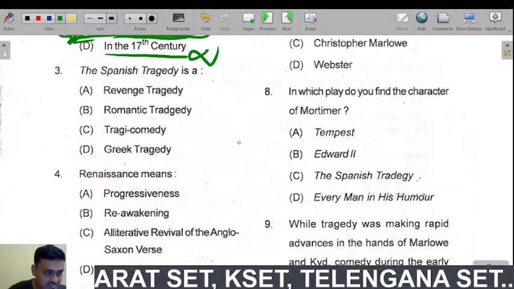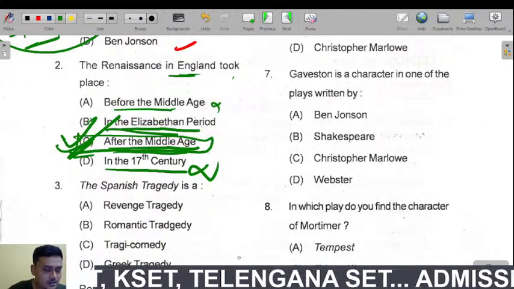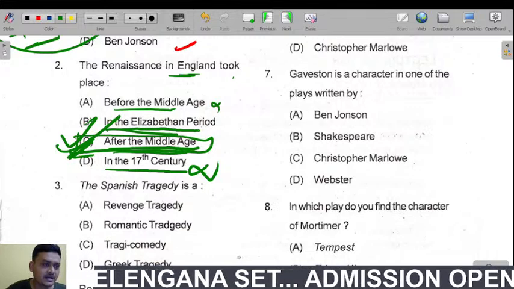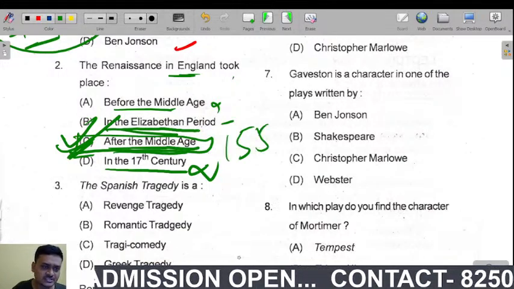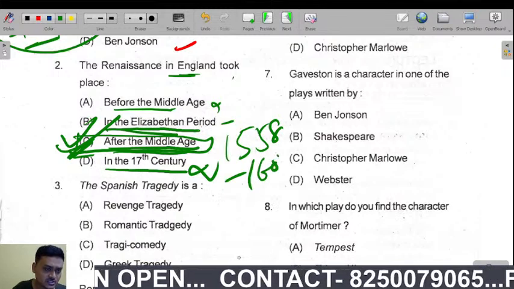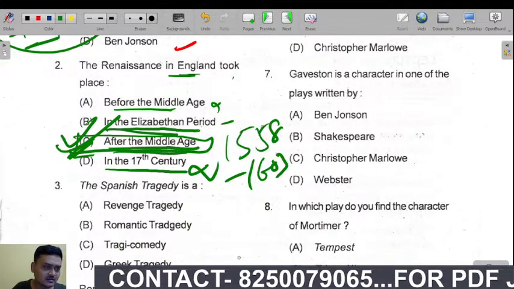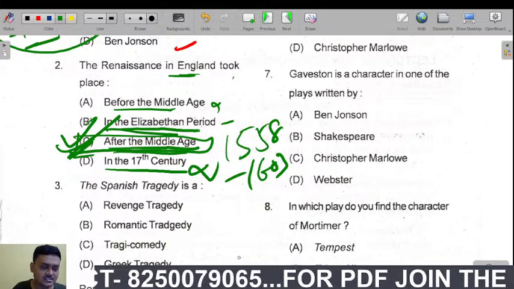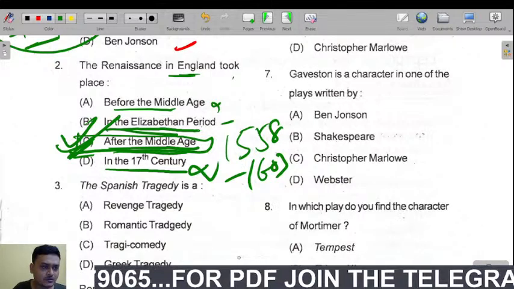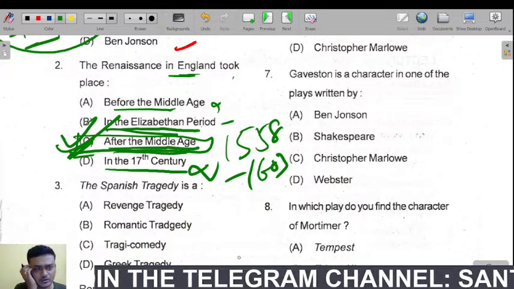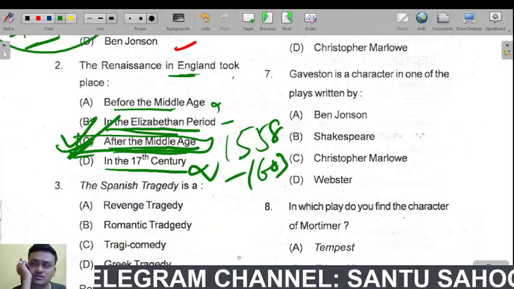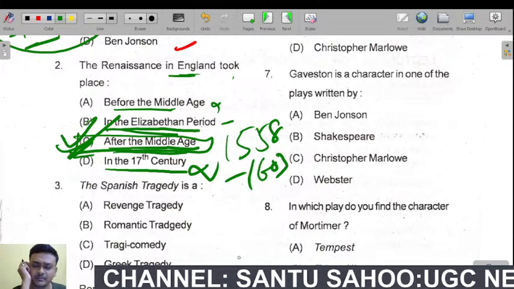In some places it is also written as the Elizabethan period, like 1558 to 1603, in the late 16th century. But it's after the Middle Ages, that is, after 1500.